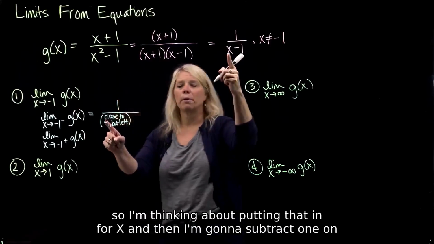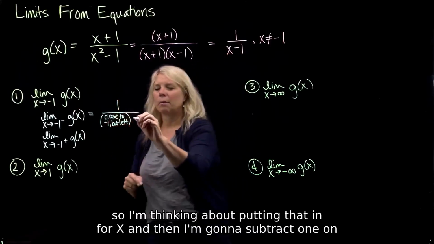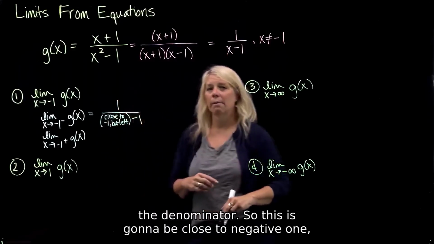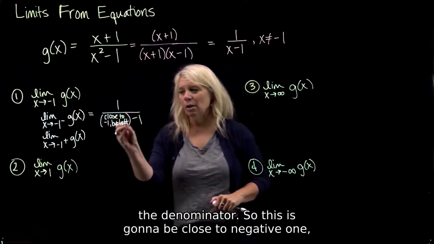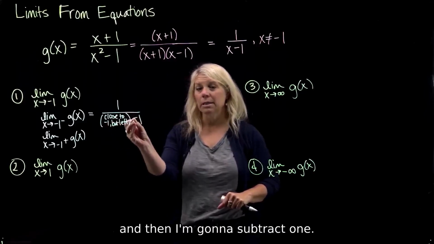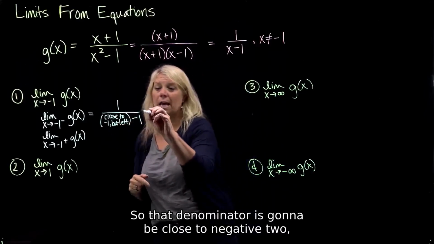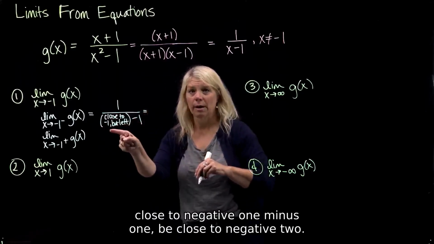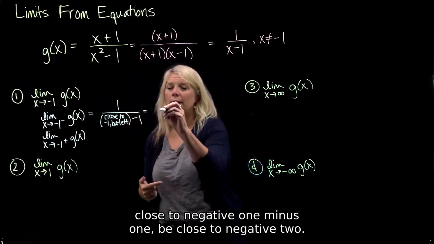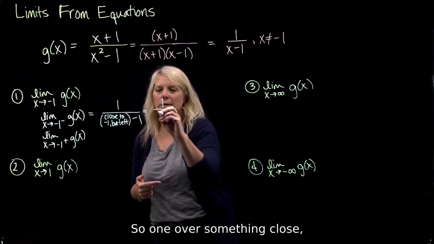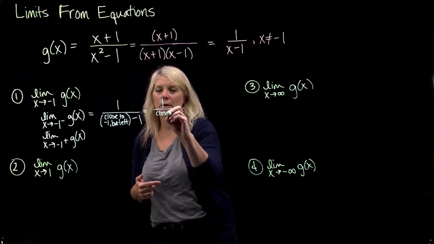All right, so I'm thinking about putting that in for x, and then I'm going to subtract 1 on the denominator. So this is going to be close to -1, and then I'm going to subtract 1. So that denominator is going to be close to -2. Close to -1 minus 1, be close to -2.